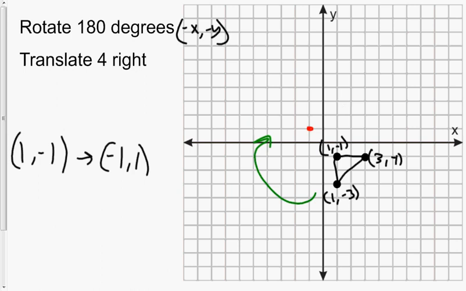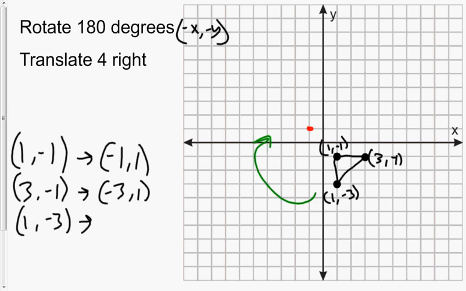Okay. If I want to take 3, -1, and I want to do the opposite of both of them, it's going to be -3, +1. And if I want to do 1, -3, and do the opposite of those, it becomes -1, +3. So I'm going to graph both of those, -3, 1, -1, 3. And if you notice, visually it looks like it's a complete 180-degree rotation.